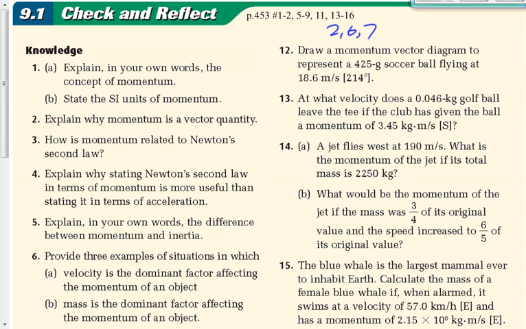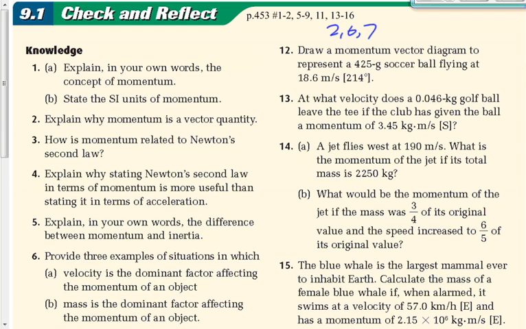Well, it's simply because it's dependent upon velocity, and velocity is a vector. Direction matters for velocity. So direction has to matter for momentum as well. That's it. That's all there is to it. If it depends on velocity, and velocity is a vector, then momentum's got to be a vector as well.